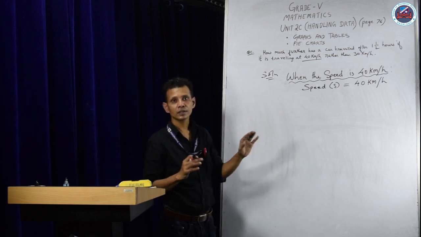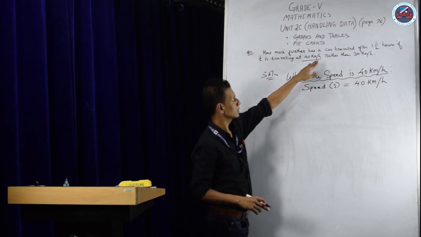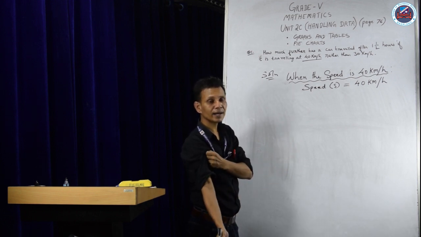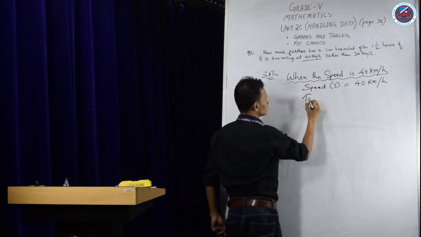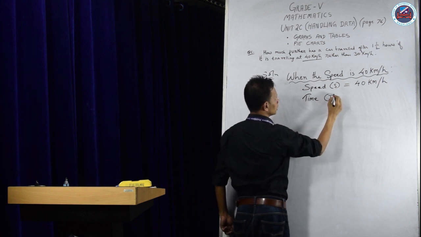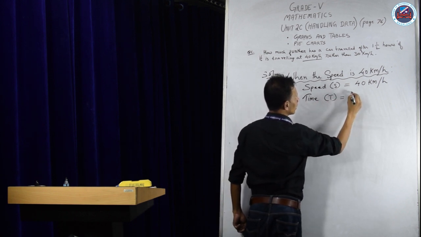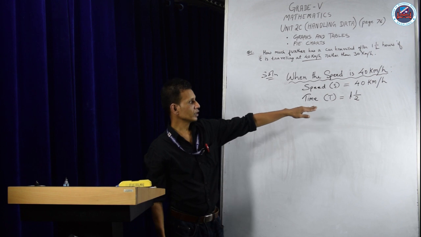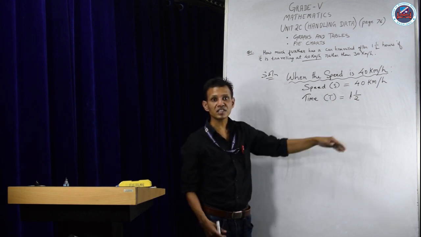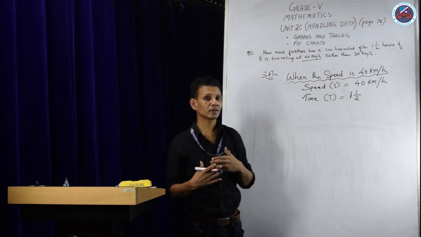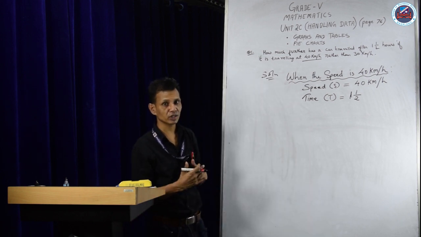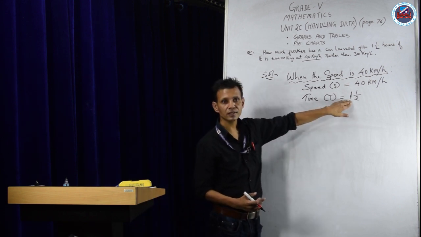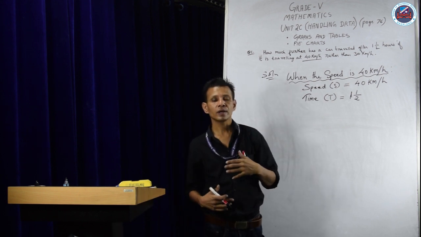Speed is done. Now what about time? After 1.5 hours, that is time. T-I-M-E, time, short form T, equals 1.5 hours. What did you observe here? It is a mixed fraction, right? And I'm sure you have done so much work with mixed fractions in your previous classes. Am I right? So how do we make this into an improper fraction?